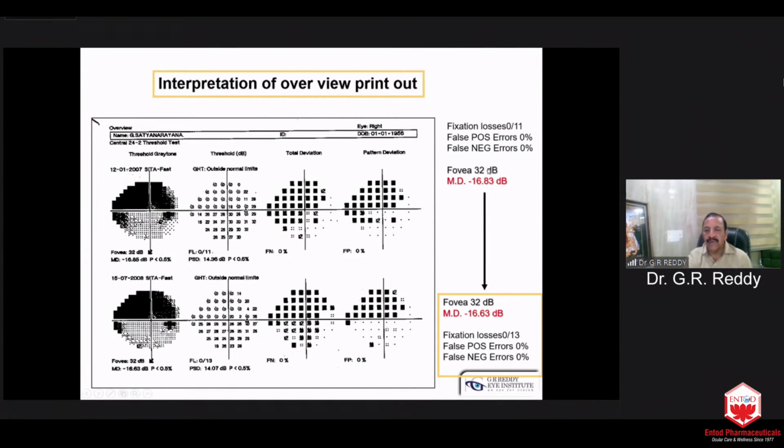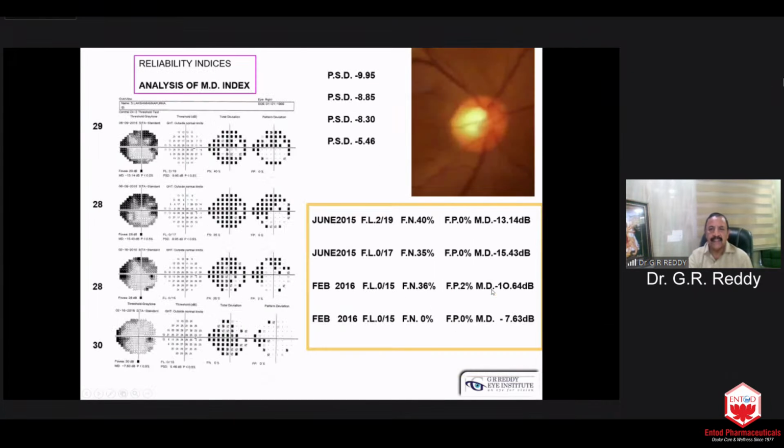And the foveal sensitivity, always see what the foveal sensitivity of the first test and the next test is. If both are good, that means no cataract and the refractive error corrections are given properly. If there is a change, then we have to consider it. Sometimes the patient may have a long learning curve.